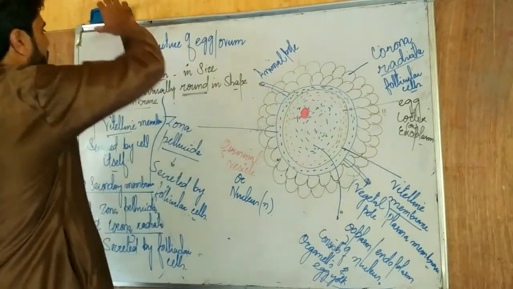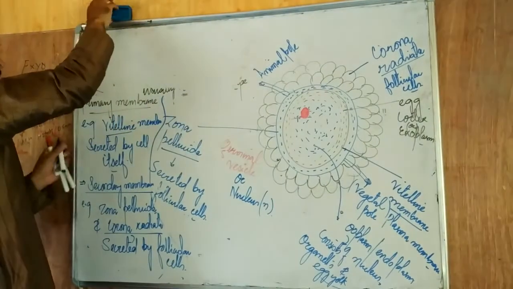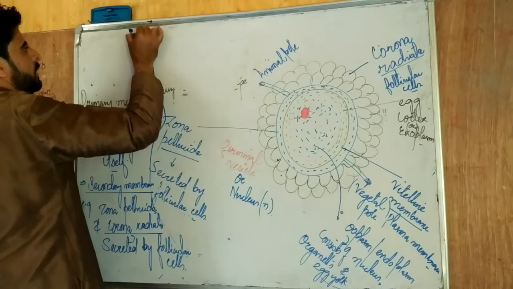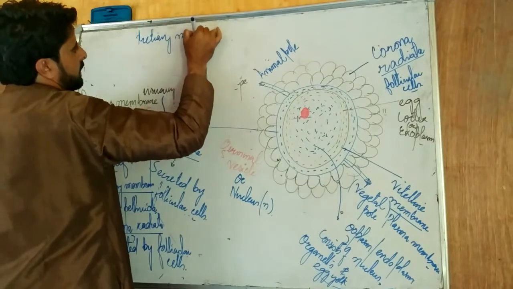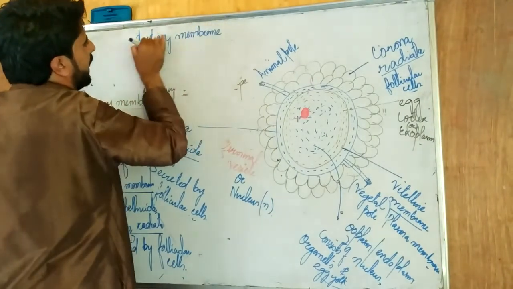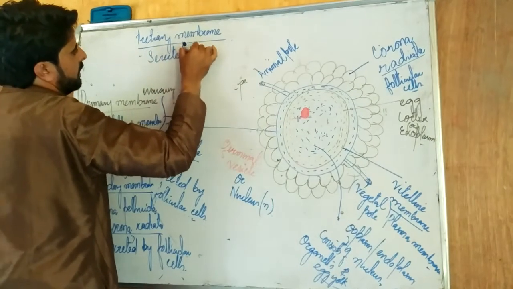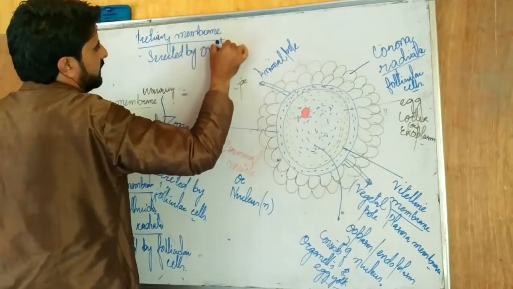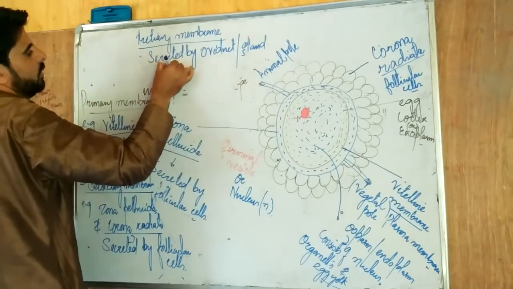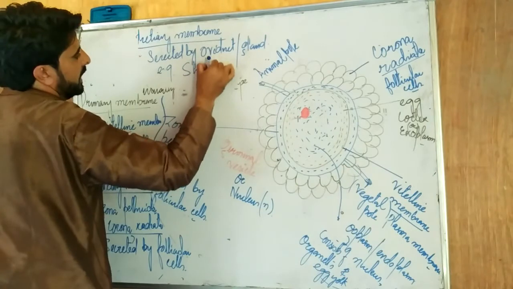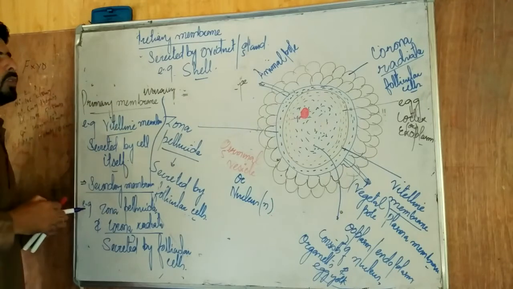Then we have one more, known as the tertiary membrane. This tertiary membrane is secreted by the oviduct or gland. An example is the shell. In a shell-bearing egg, the third covering we call the tertiary membrane, which is secreted by the oviduct or by the gland.